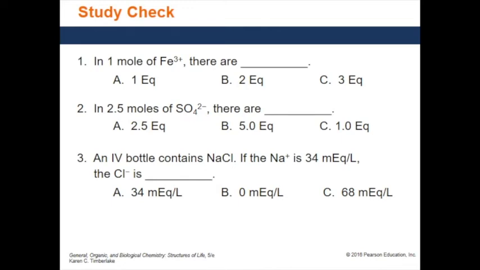So in 1 mole of iron 3 plus, there are how many equivalents? Each mole of iron has a charge of 3 plus, so equivalents would be 3.